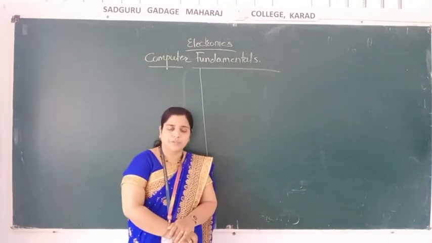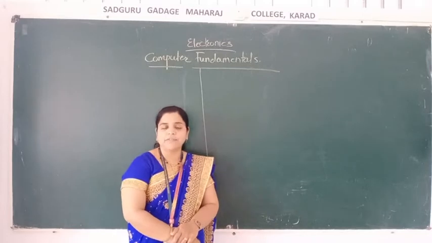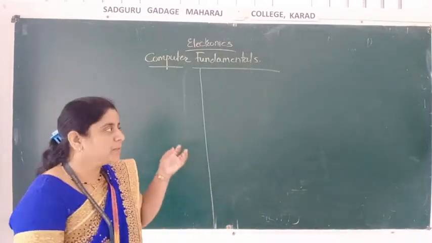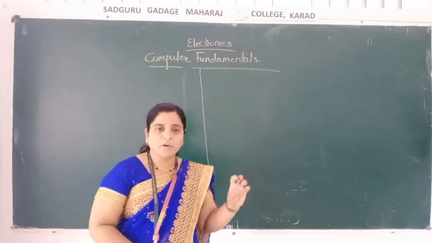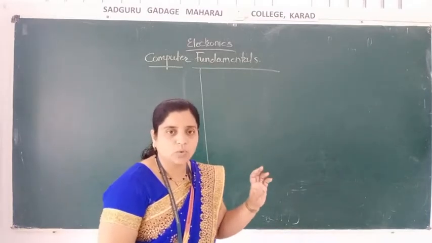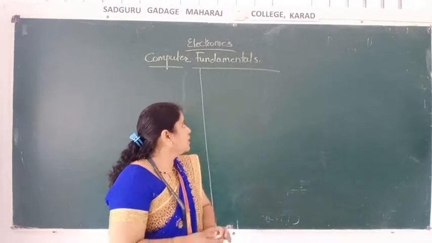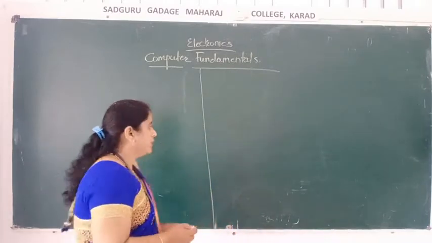Last is the control unit. The control unit has the function to control all the circuits, all the units. Whatever action is being performed there will be controlled by the control unit. Okay. So today we are going to see the output devices.